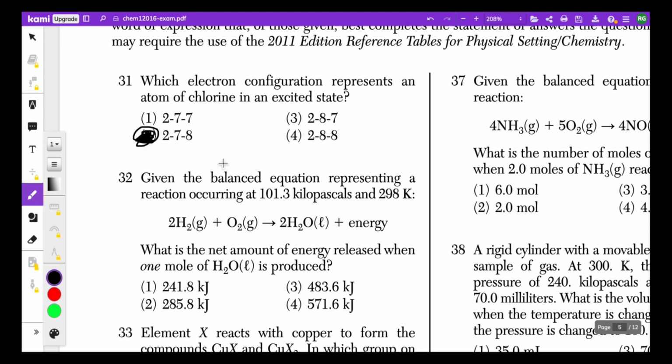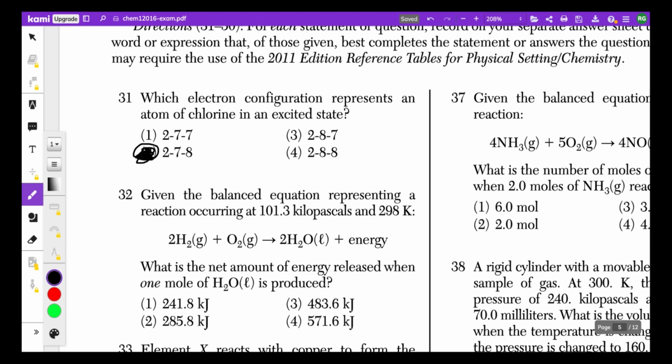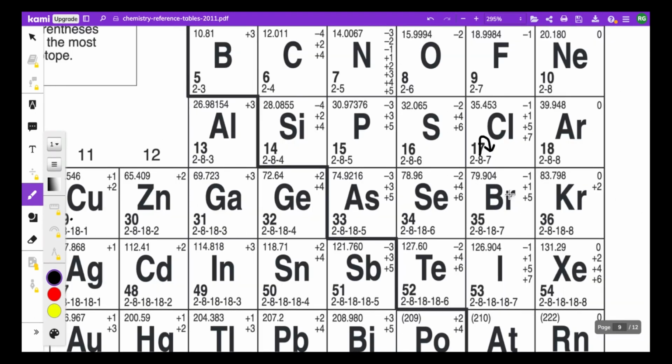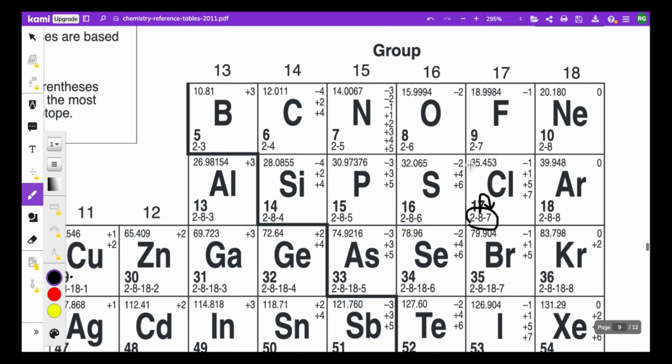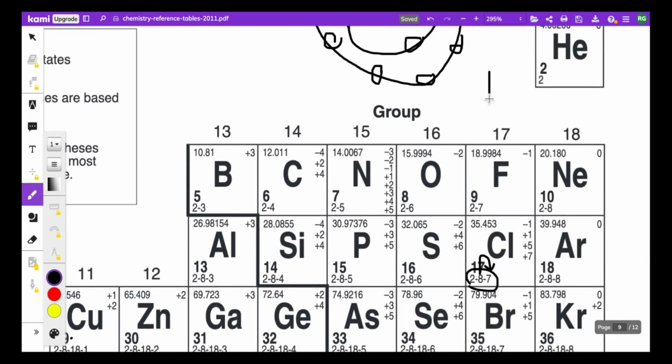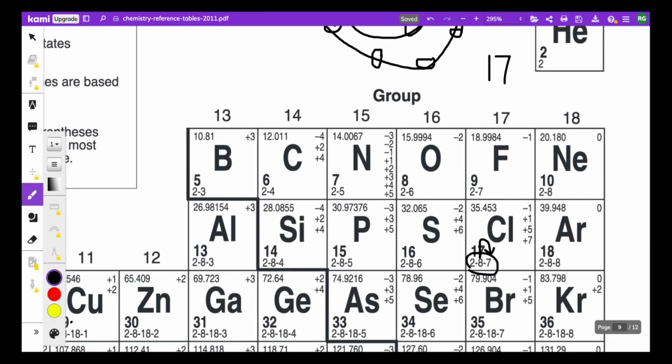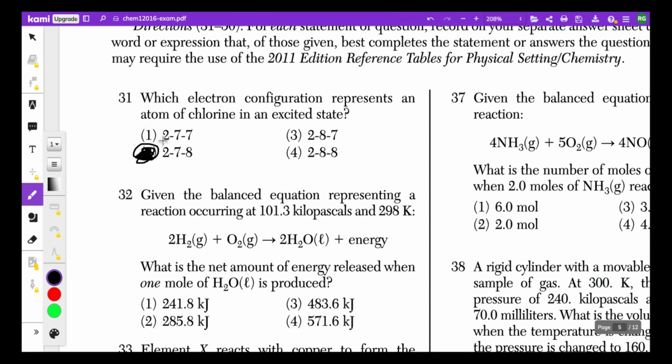Boom, that's our answer. Another way to check your answer is, in an atom of chlorine, you have 17 electrons. So in your answer choice, the number of electrons has to add up to 17. In this case, you can immediately remove this answer and this answer. So just by doing this, it's 50-50.